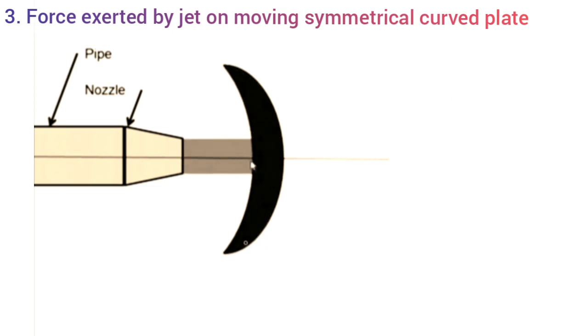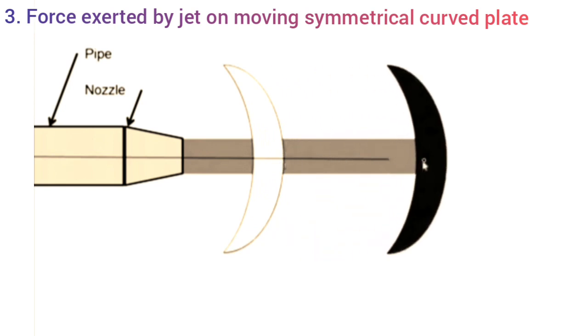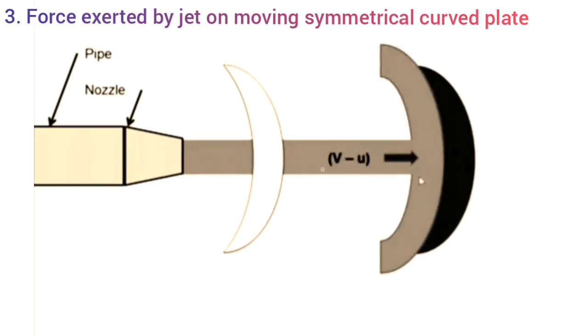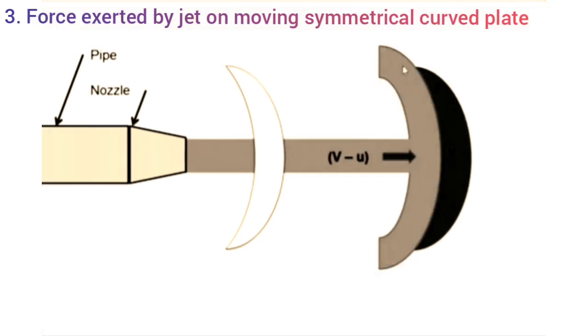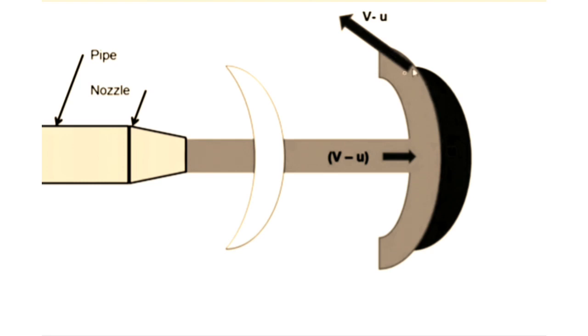Now this plate is not fixed, so it will move with a velocity equal to u, and now the jet will strike this plate with a relative velocity v minus u. After striking with a relative velocity v minus u, the jet will move along this curved plate with a velocity that is equal to the relative velocity v minus u. This velocity and this velocity will be the same since this curved plate is smooth and there is no loss of energy while the jet moves along this curved plate.